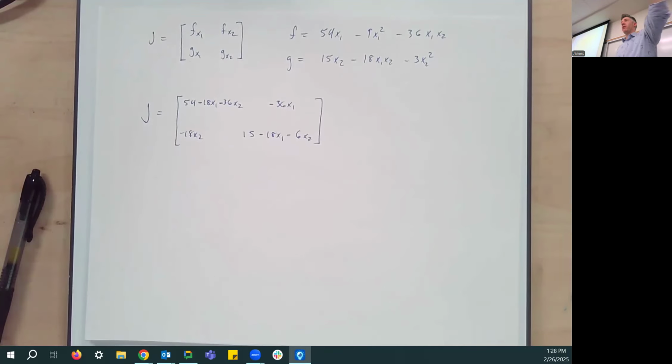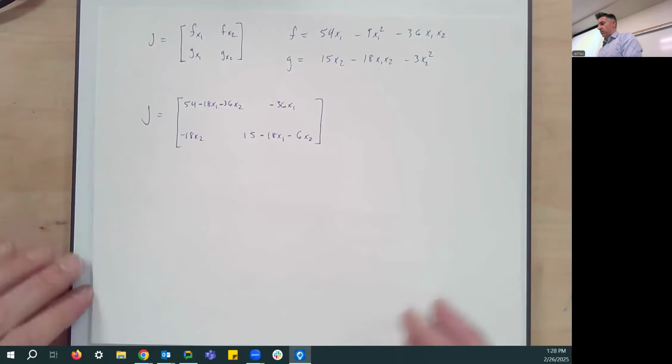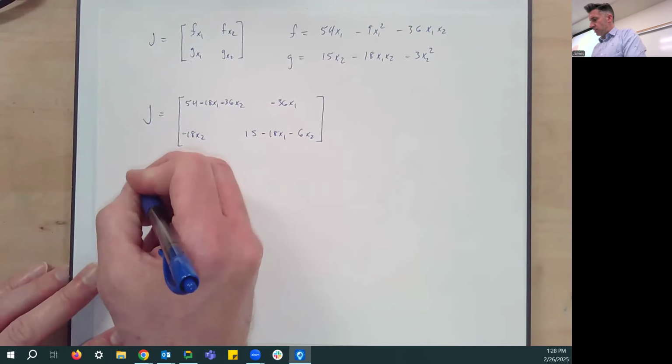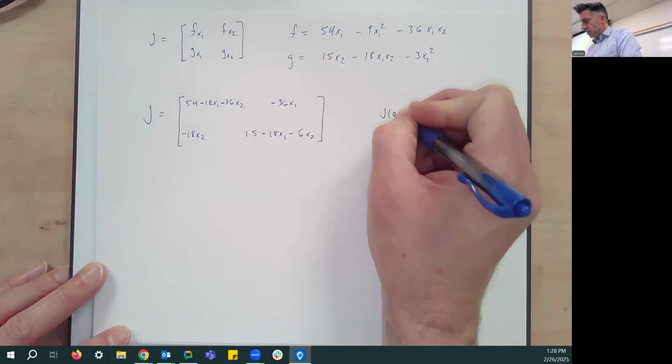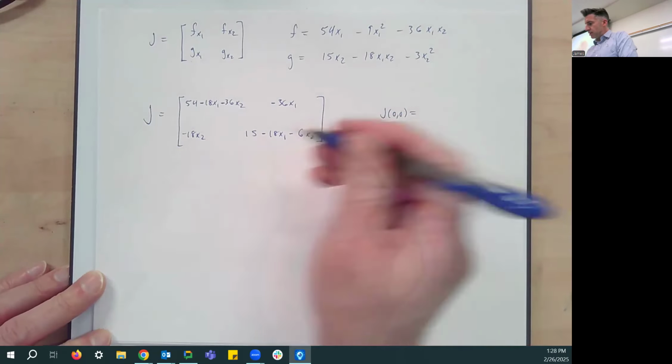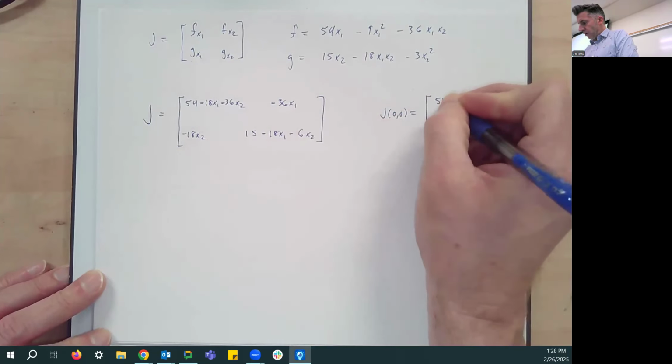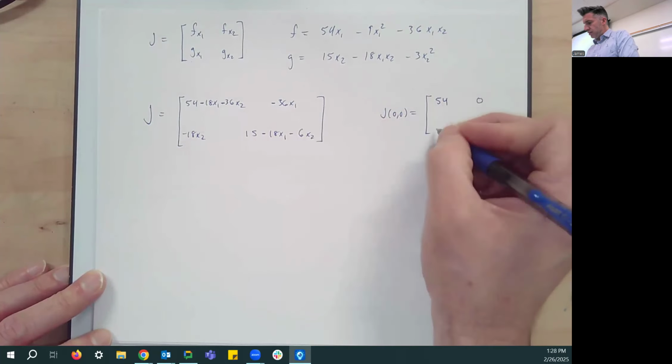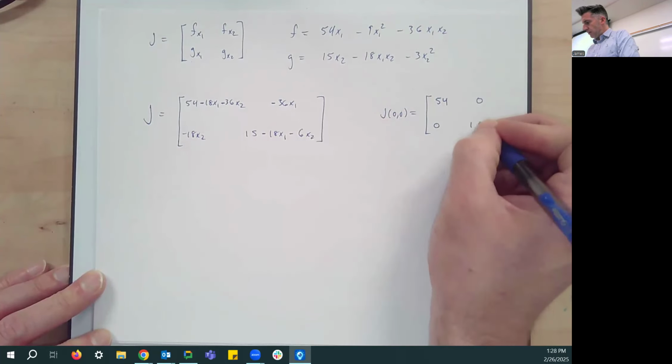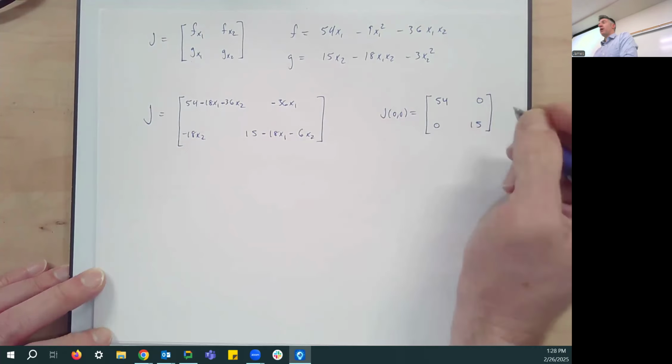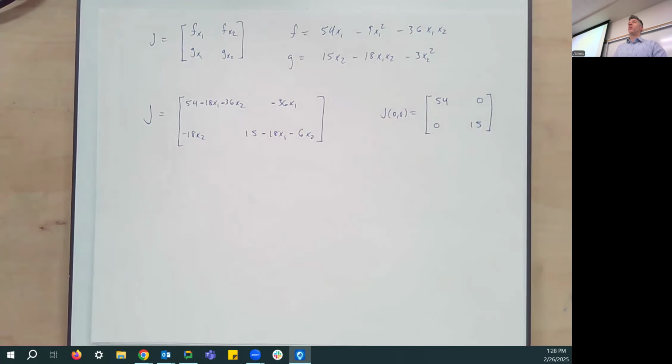Now we're going to plug in each of our points. Let's start off with the easiest one. Let's start with 0, 0. So we plug in 0, 0. We're going to get, let's see here, 54, 0, 0, 15. And you should be able to tell me whether this equilibrium is stable or unstable. I don't really care what kind of thing we think it is, just whether it's stable or not. So is it stable or not?